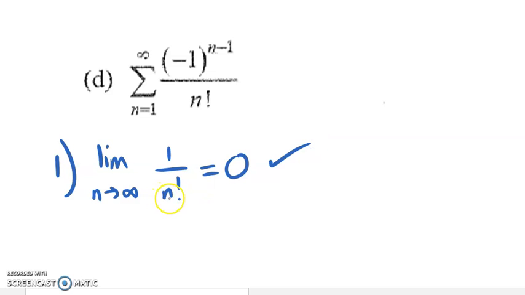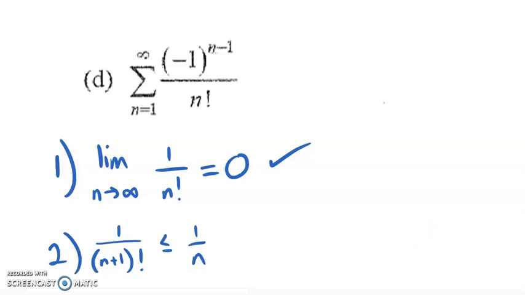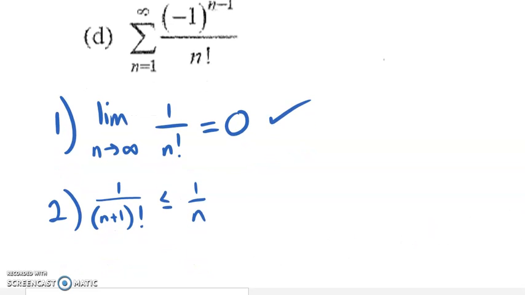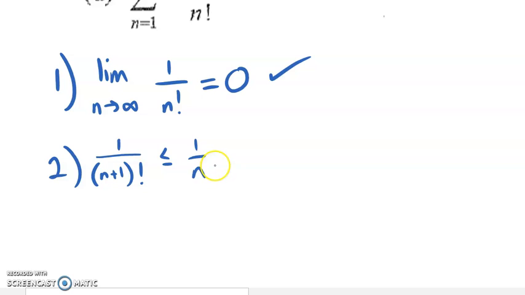The numerator grows crazy quick, and the denominator grows crazy quick, and the numerator stays constant. So yeah, that's definitely true. So that passes the first test. Move on to the next test. We have to ask, is 1 over n plus 1 factorial less than or equal to 1 over n factorial? And that may be obvious to you, or it may not be. If it's not obvious, oops, I forgot the factorial, didn't I? A sub n is 1 over n factorial.